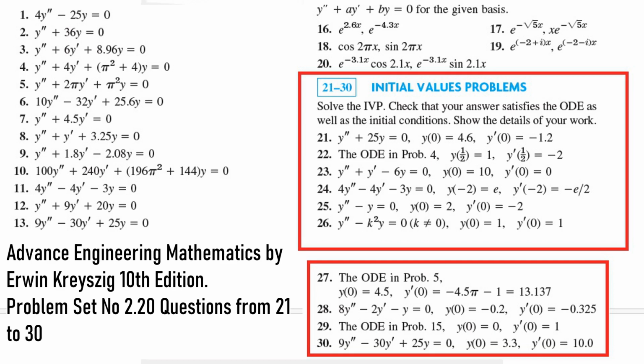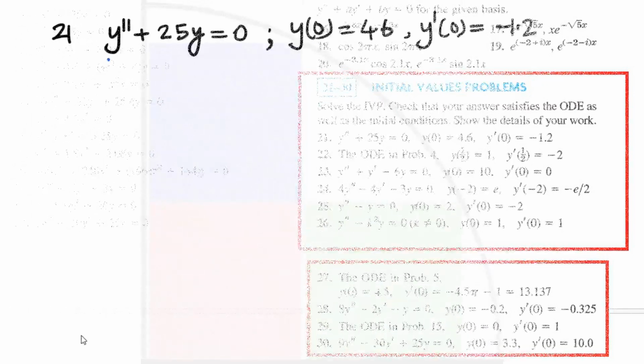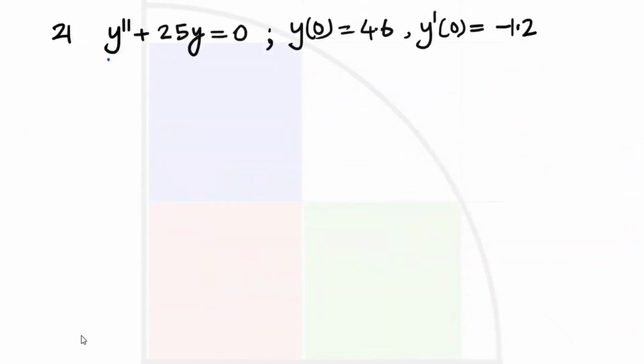There are initial conditions which are given, and we have to find the exact equation or exact function for them. What I can see is that the majority of them are second order ordinary homogeneous differential equations. We will be solving them as such. Okay, the first question is given: y double prime plus 25y is equal to 0.